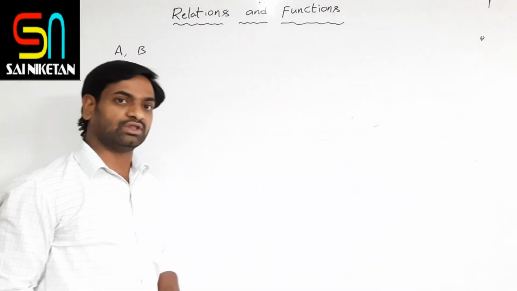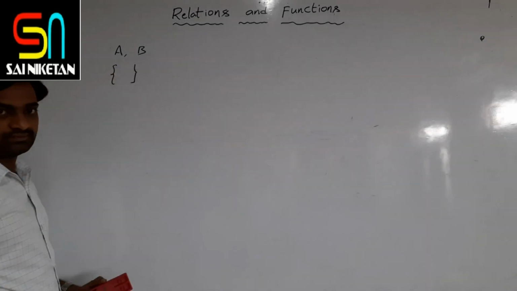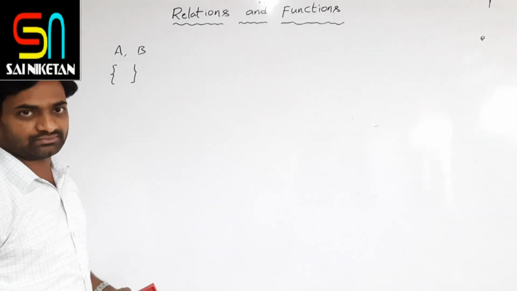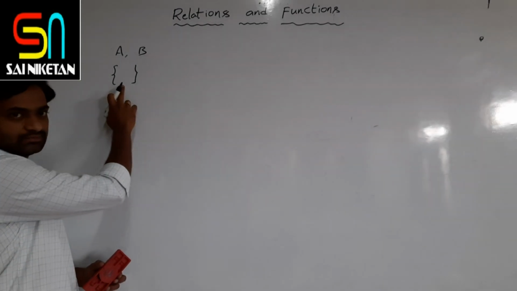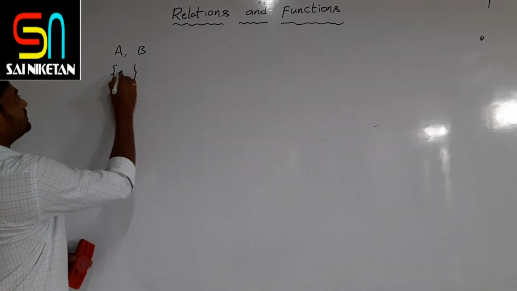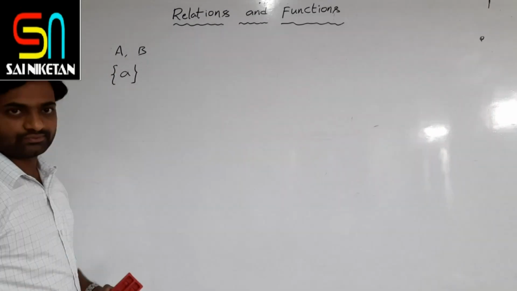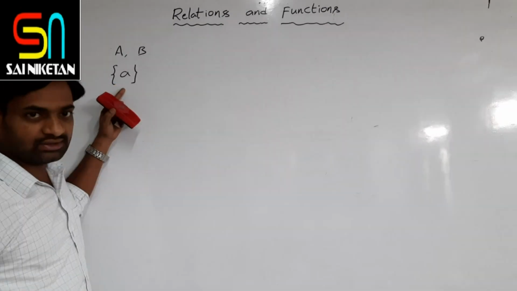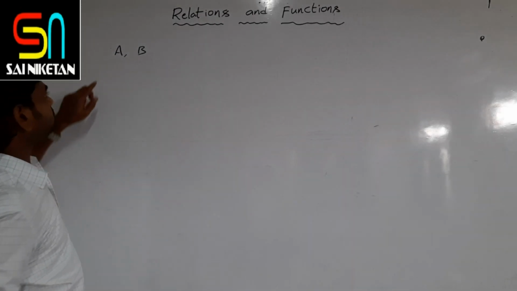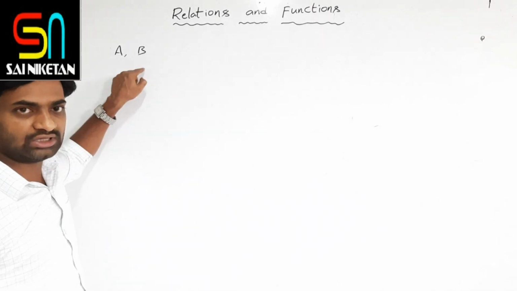What is the meaning of non-empty sets? Suppose capital A set is this one. This one we can call empty set. Empty set means there is no element in the set. Non-empty set means there is at least one element. It may be anything, either A or anything. Like that, I am taking two sets, capital A and capital B, two non-empty sets.